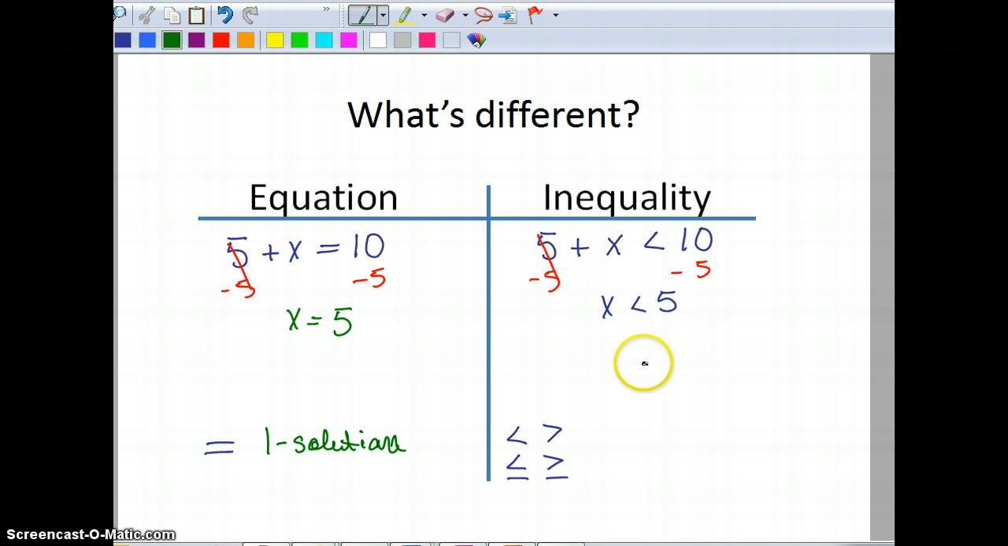When I have an inequality, there are many solutions. This one says x is less than 5. I can think of tons of numbers that are less than 5. 4, 3, 2, 1, 0, negative 2, negative 15, negative 10 million. So an inequality has many solutions.